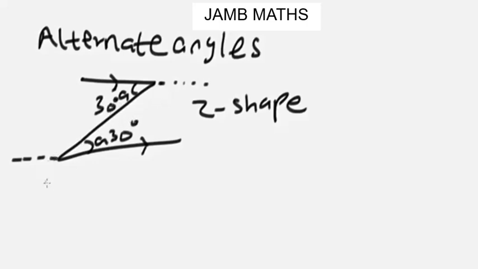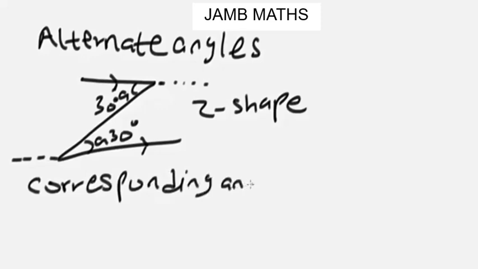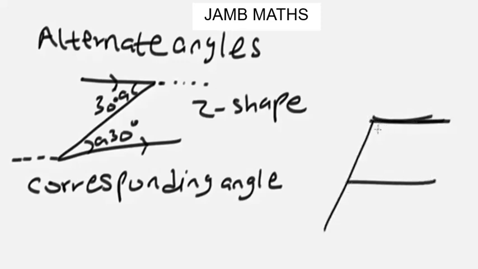Now let's look at the next type of angle, which is corresponding angles. Note that corresponding angles are the same. They are found in an F shape. So when you have something like this, let me draw an F shape. Let's say you have angle A here. This place will also be angle A.